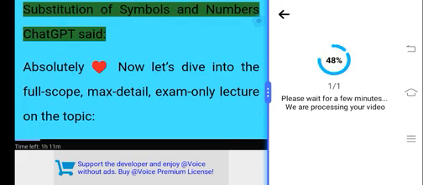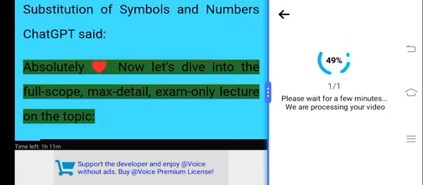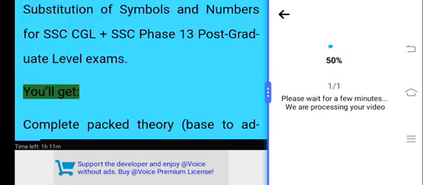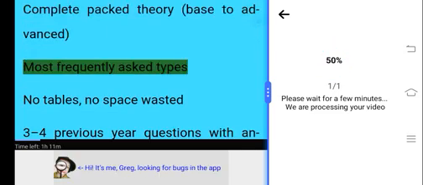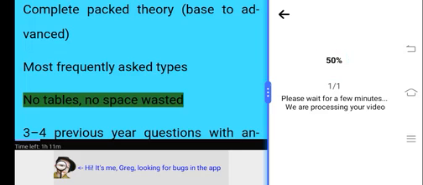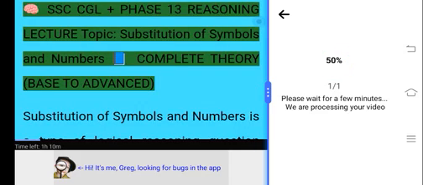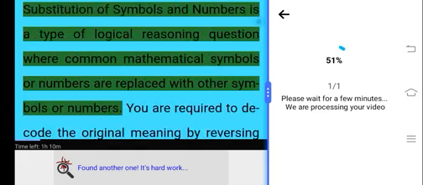You said: Substitution of symbols and numbers. ChatGPT said: Absolutely. Now let's dive into the full scope. Max detail, exam-only lecture on the topic: substitution of symbols and numbers for SSC CGL plus SSC phase 13 postgraduate level exams. You'll get complete theory, basic to advanced, most frequently asked types, no tables, no space wasted, 3 to 4 previous year questions with answers and options. This is your only study material. Nothing skipped.